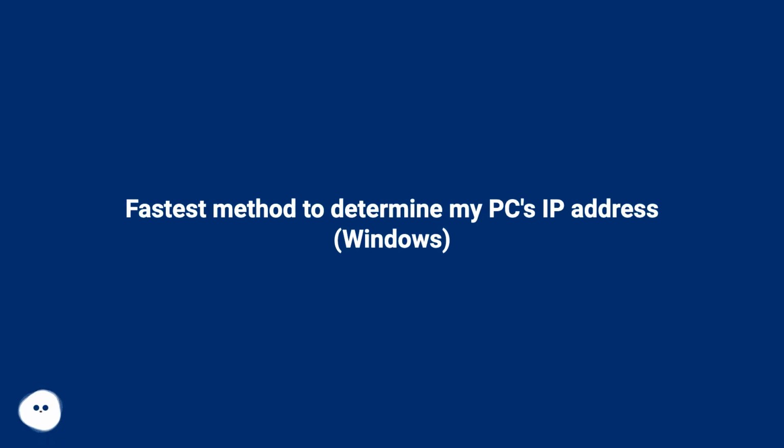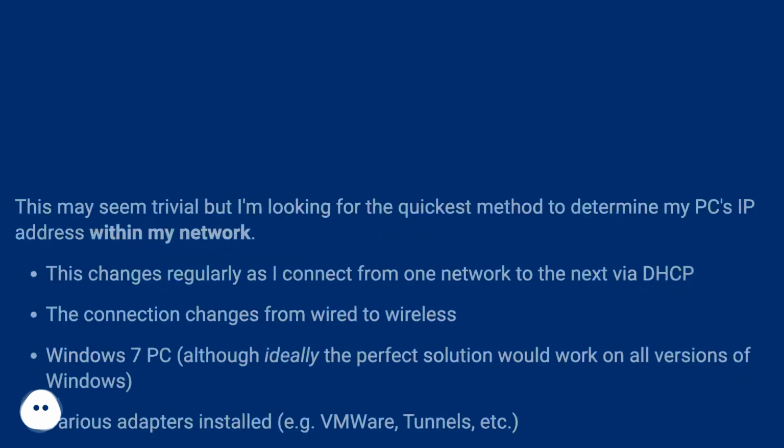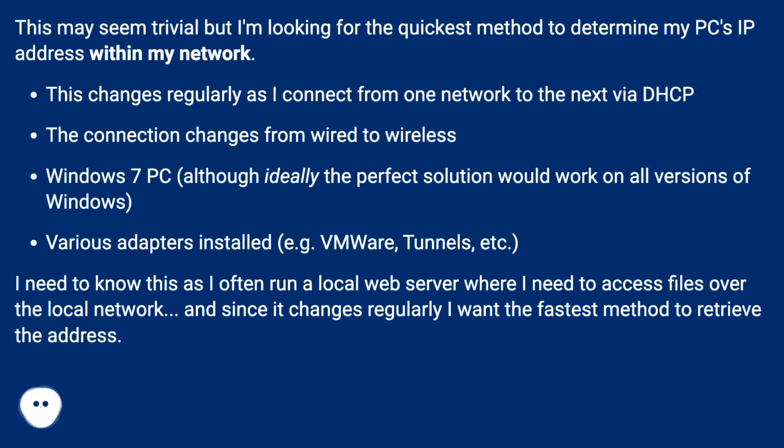Fastest method to determine my PC's IP address, Windows. This may seem trivial, but I'm looking for the quickest method to determine my PC's IP address within my network. This changes regularly as I connect from one network to the next via DHCP. The connection changes from wired to wireless.